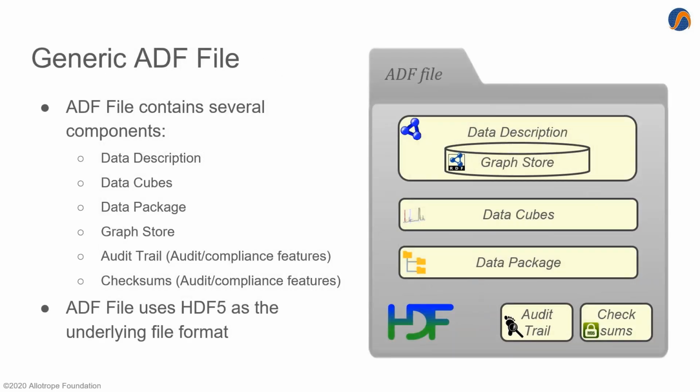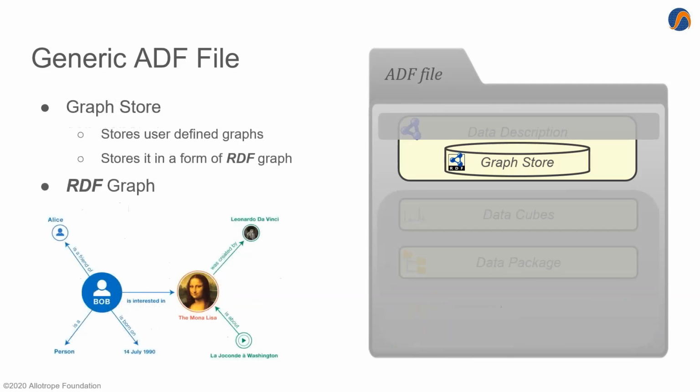A generic ADF file has the following components. It has a data description, data cube, data package, graph store, audit trail that can be used for compliance features, and checksum. The ADF file uses HDF5 as the underlying file format. The graph store is used to store user-defined graphs. It stores them in the form of an RDF graph.